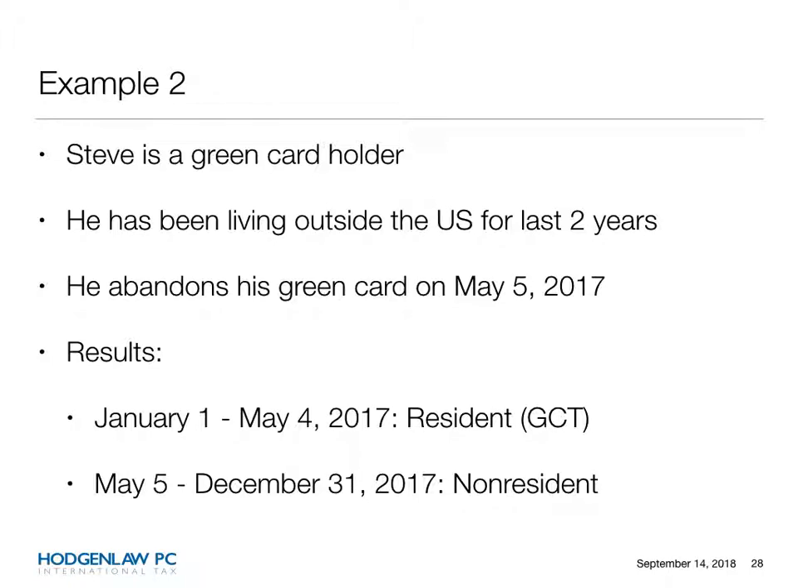Here, Steve's a green card holder, and he's been living outside the US for the past 2 years. He decides to surrender his green card on May 5th, 2017. Through the green card test, he's a US resident from January 1st to May 4th. Once he abandons it, however, he's no longer a US resident from May 5th to December 31st because he has no green card, and he's outside the US, so no substantial presence. Steve will also file a dual status return in 2017.